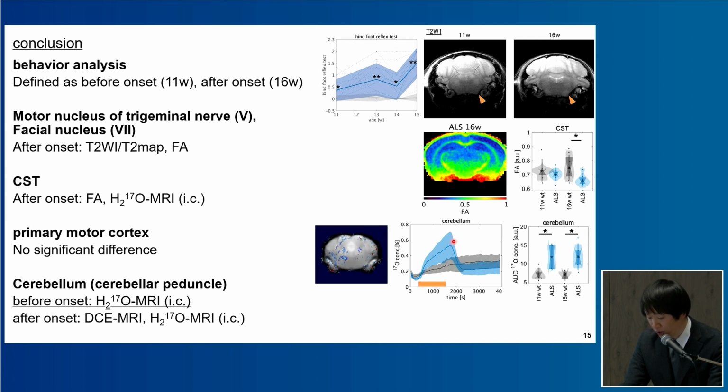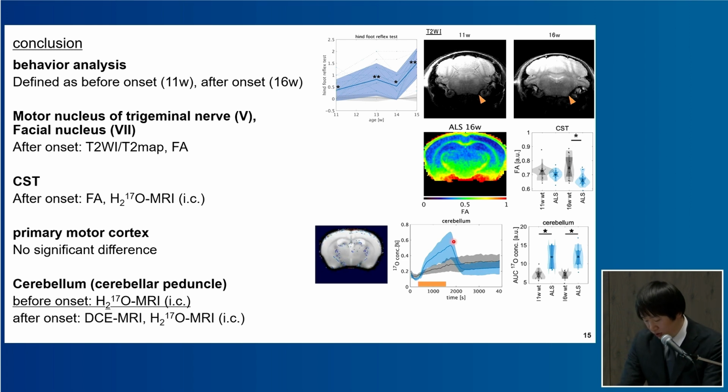And no abnormalities were observed in the primary motor cortex. Since this experiment was a comparison of pre- and post-onset ALS, we observed ALS in the early phase. It may be possible to detect abnormality in the motor cortex by targeting ALS in later stages.